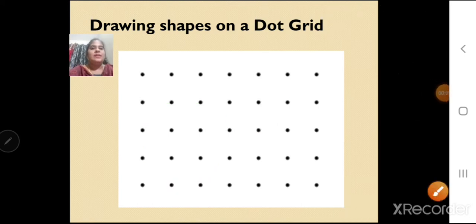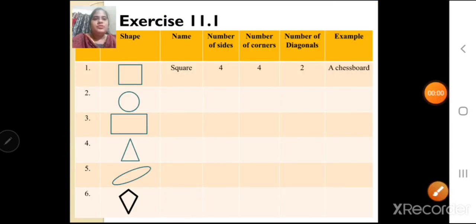So we can say that a dot grid is an arrangement of dots which are equidistant from each other, and which help us to draw many shapes, different patterns, lines, so many things, correct? Now children, let us go to exercise 11.1. Exercise 11.1 you have to write in your textbook itself. If you don't have a textbook, you can note it down in the notebook.